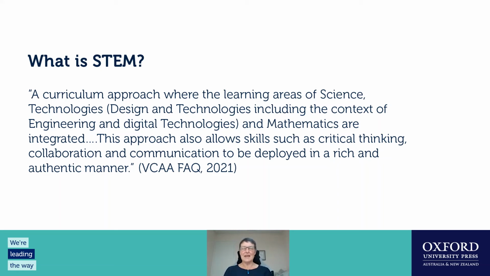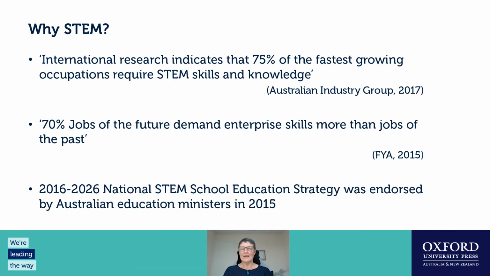But essentially STEM is all about the science and the technologies, and the technologies includes both design and digital technologies. It incorporates the engineering and it incorporates the maths, and the whole key is that they're supposed to be integrated so students can see the overlap between them. And it also allows for those cross-curricular capabilities such as critical thinking, collaboration, communication, and usually in a real-world context. So I'm going to give you some examples of it as we move through.